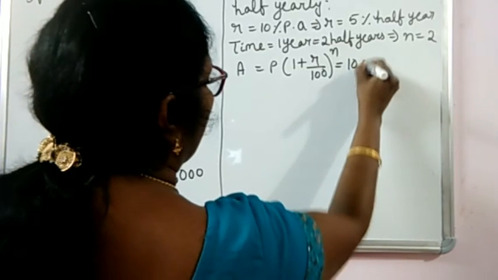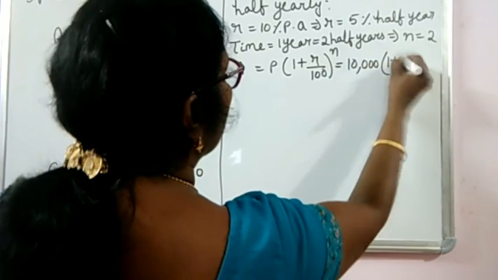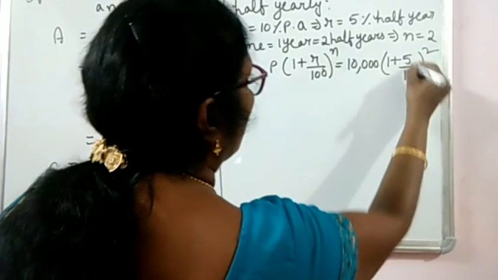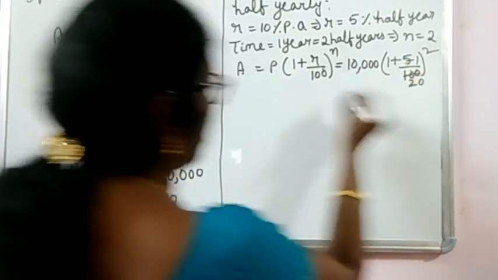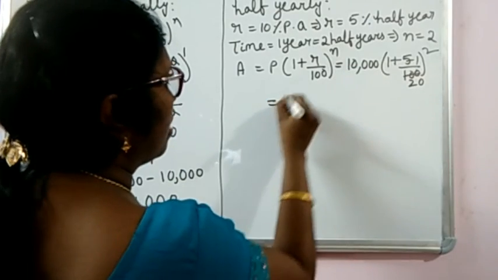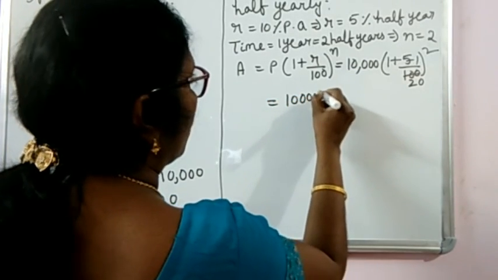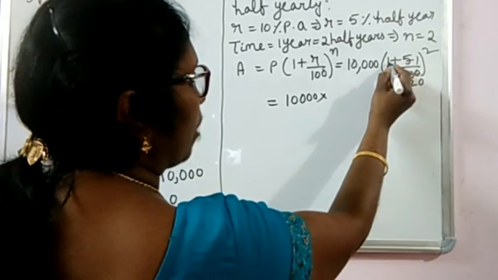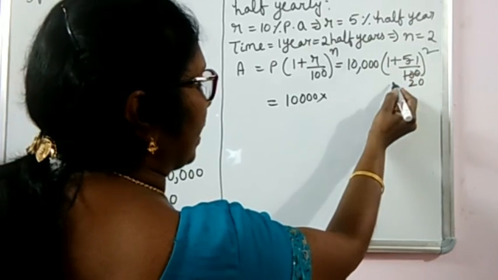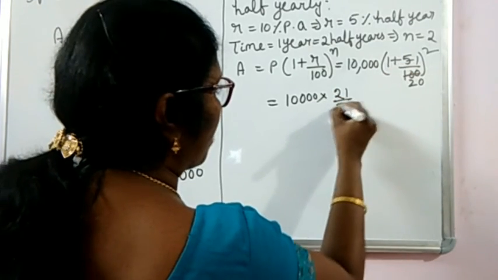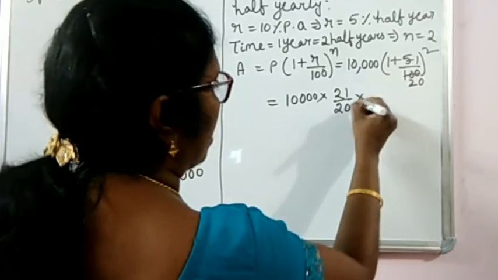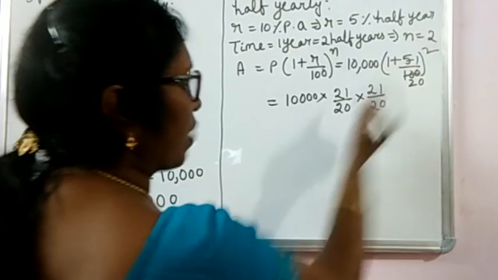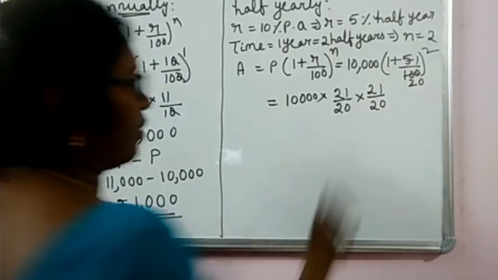P is 10,000. 1 plus R is here 5 by 100, n is 2. 5 ones are 5, 20s are. So I am doing here 10,000 into, see here 1 by 20, denominator is 20. So in place of 1 we take as 20 by 20. That means 21 by 20 whole square is there. So again 21 by 20. Okay? 21 by 20 square means 21 by 20 into 21 by 20.